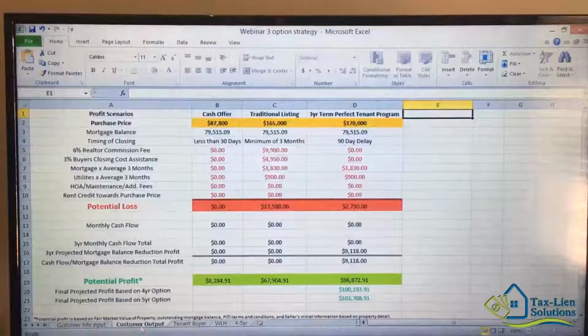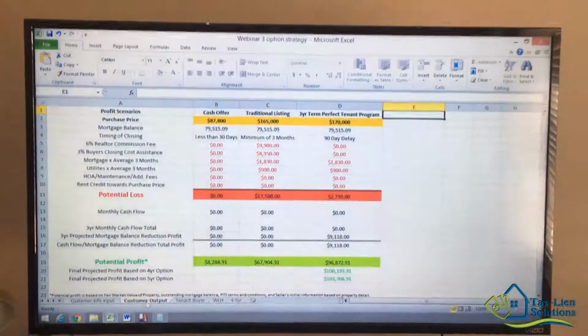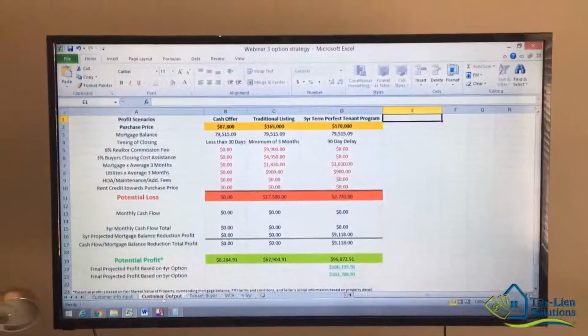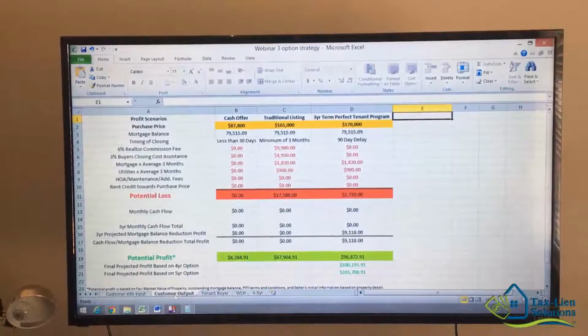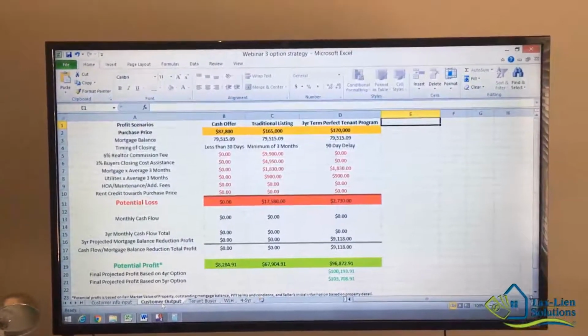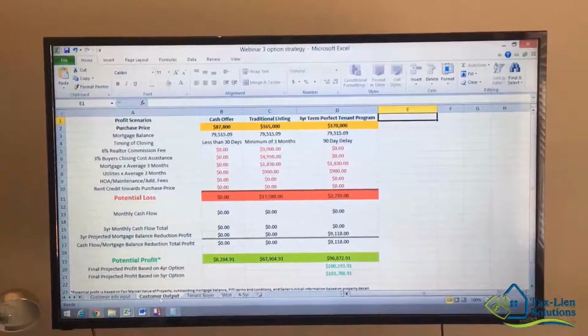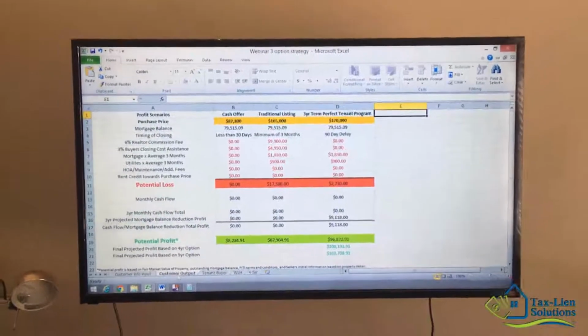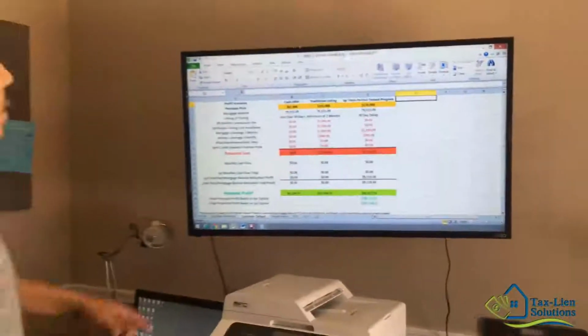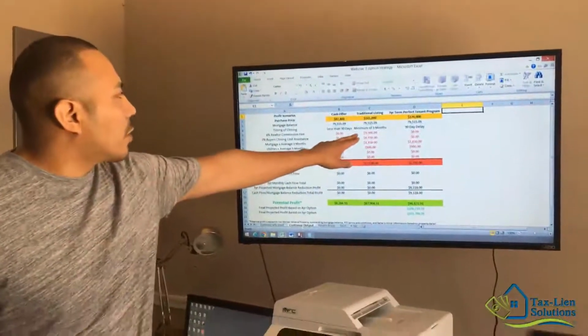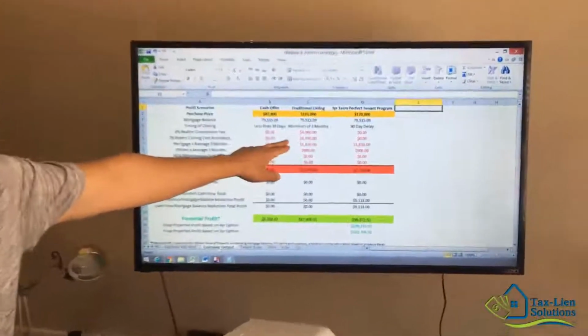Okay, now based on his information, he bought this property for $130,000. Okay, and then he ended up putting 20% down, so he has a loan on it for $104,000. After we did all of the math and everything, he still has a mortgage balance of $79,515.09. Okay, so if he lists it with the real estate agent, they're going to charge him 6% commission fees.